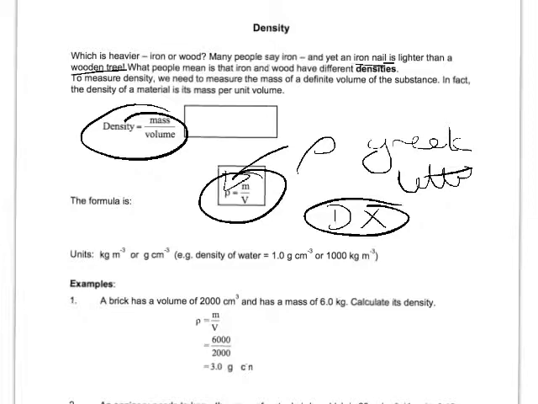Now, if you actually put in the units there, that's kgs usually, and that would be meters cubed. So there's your unit, kgs per meter cubed, or grams per centimeter cubed.